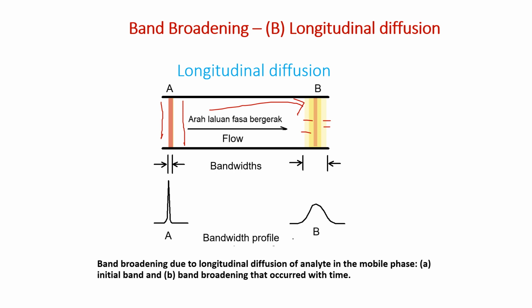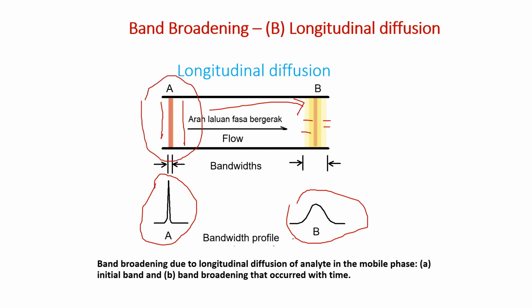So at the start, it starts like this, slim, narrow, pointy, but at the end of the day, when it goes to the detector, it's very broad like this. This is the ideal band. You want a band like this, but if you have a band like this, it's going to give you something like this.